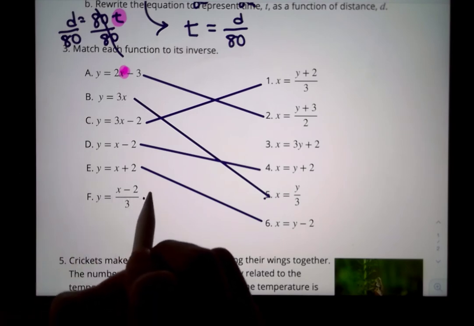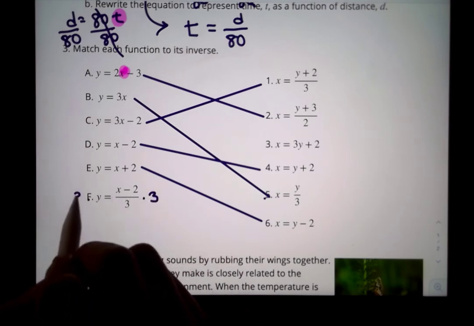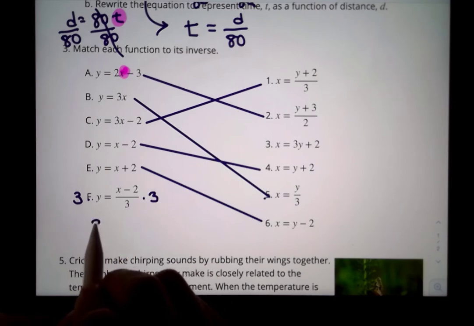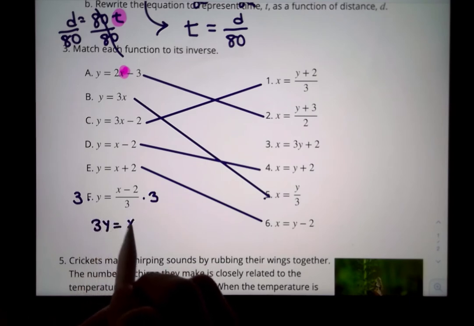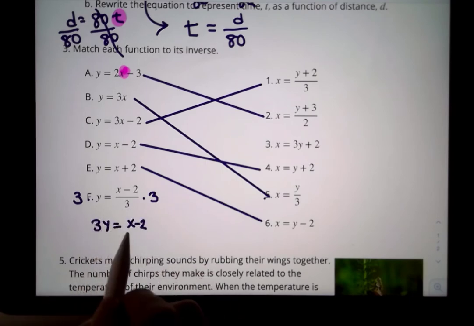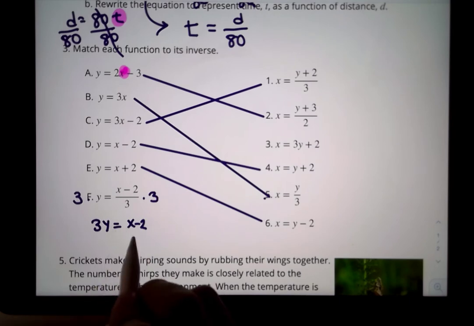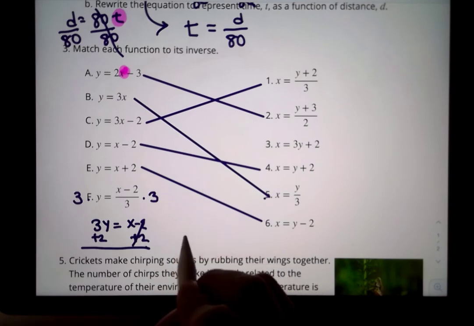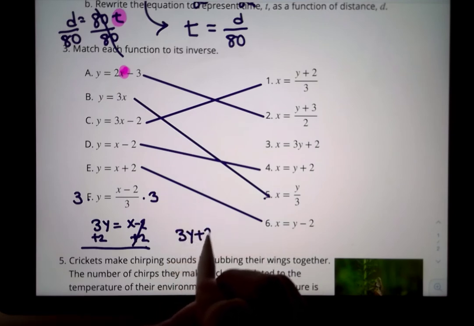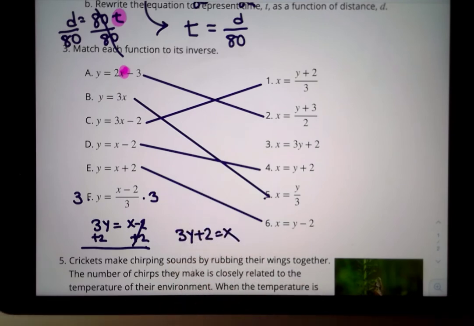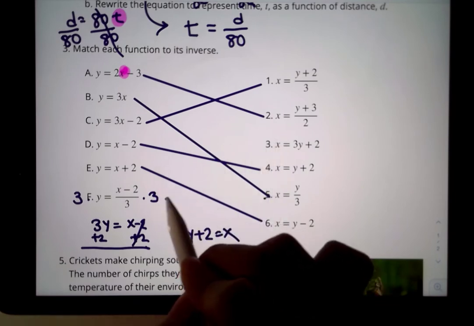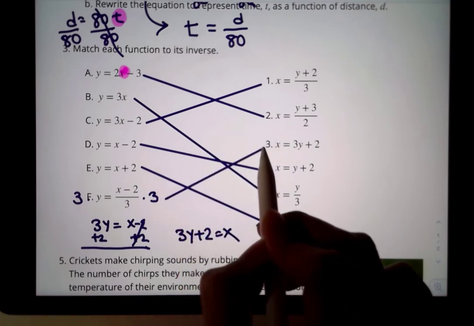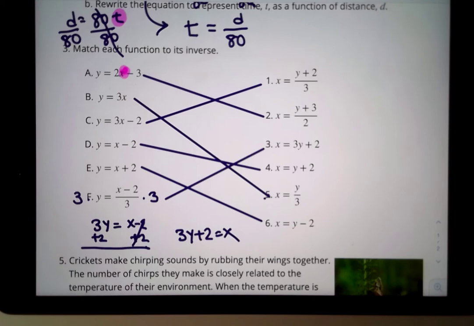So let me do this one. Multiply by 3, multiply by 3, then you get 3y equals x minus 2. And I want to solve it for x. So you add 2, then you get 3y plus 2. That is equal to x. It's right here. Okay, so we got this one.